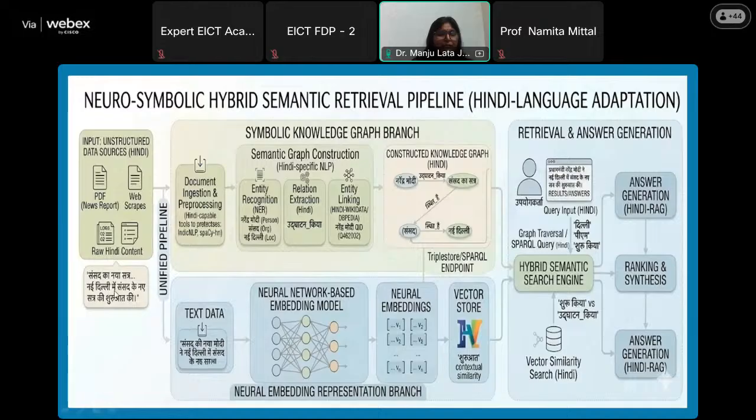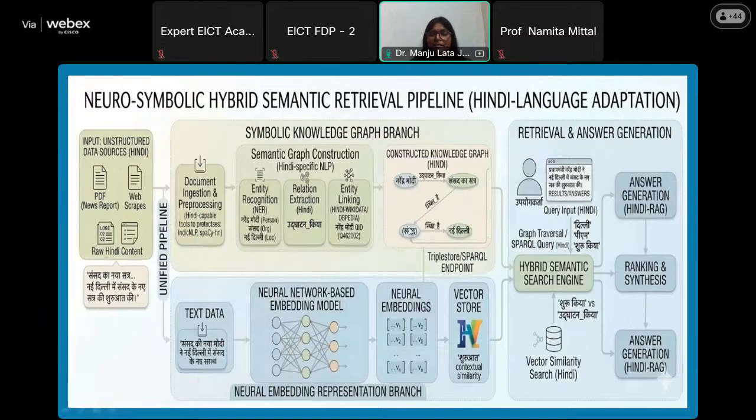So the input is taken, the sentence about the new session of Parliament starting in New Delhi. Now, the semantic graph is constructed after the pre-processing, entity recognition, relation extraction, and all that process. The sentence has gone through all these pre-processing stages and then constructed this knowledge graph. And you can see Narendra Modi and Sansad Ka Satra. These are two entities and they are established with the relation Udghatan Kiya, means Narendra Modi and Sansad Ka Satra are sharing the relationship Udghatan Kiya.